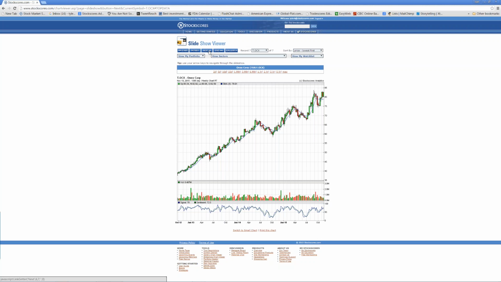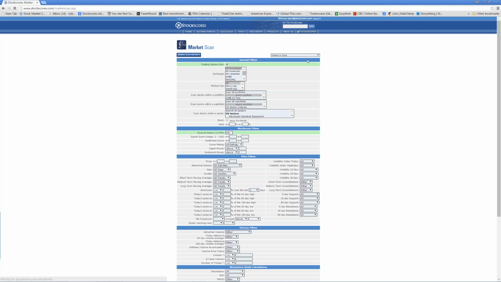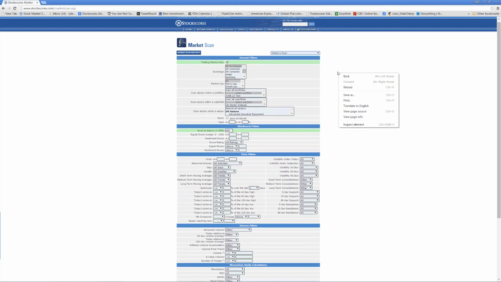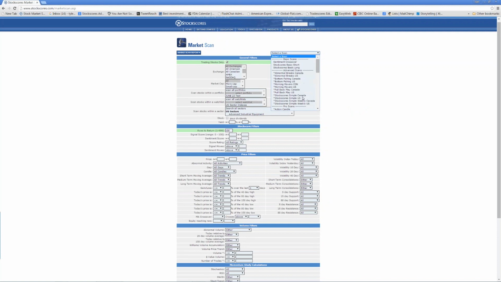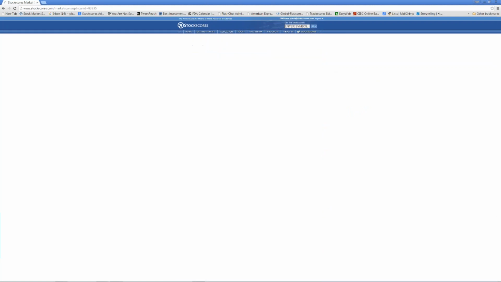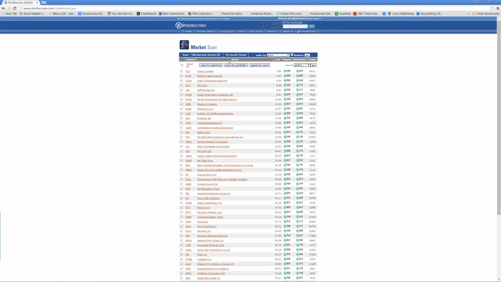All right, so that's how we use the market scan. Now we're going to do it again. I'm going to go Tools, Market Scan. This time we're going to do it for the US market. And so I select the stock score, Simple US, run the report, and it has 55 stocks.